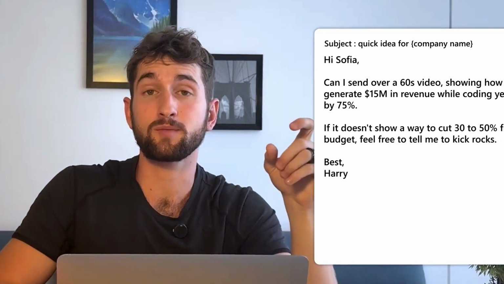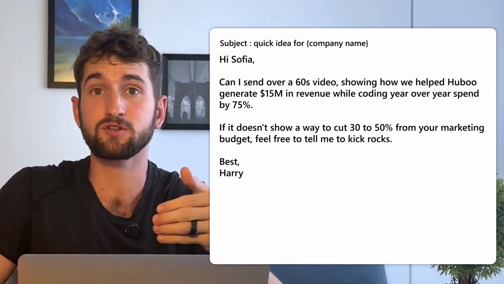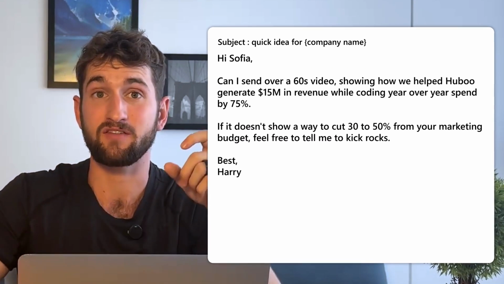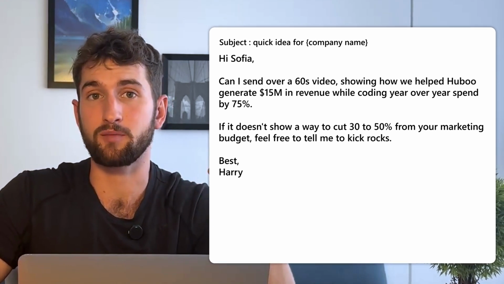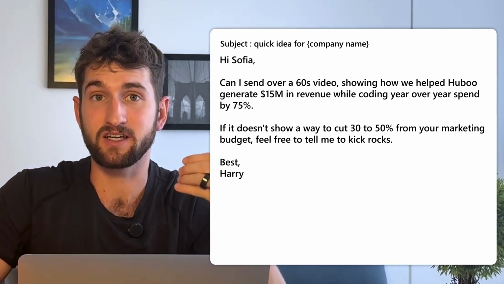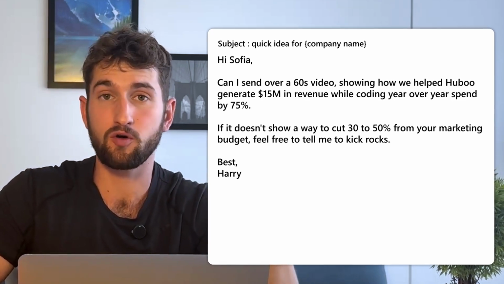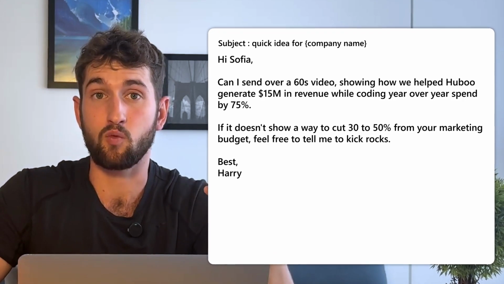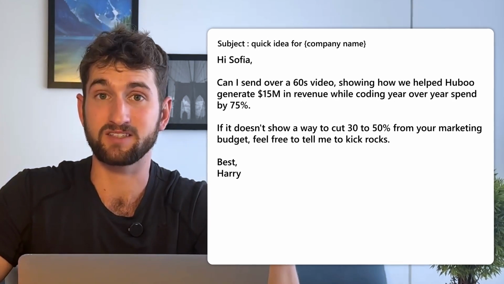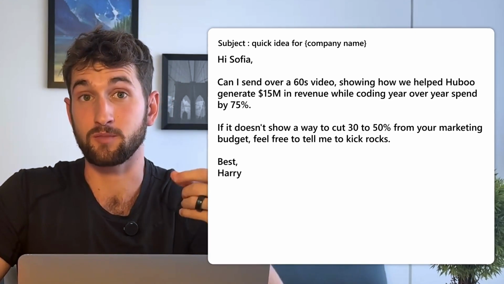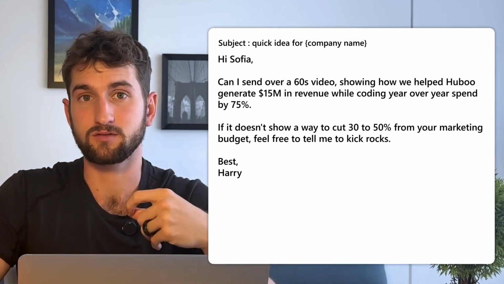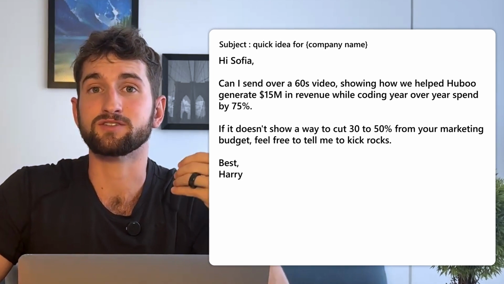So here's our cold email rewrite. We're using the same value proposition, but we're positioning it differently and have a totally different structure. Your subject line is "quick idea for" and then their company name. "Hi Sophia, can I send over a 60-second video showing how we helped Hubo generate $15 million in revenue while cutting year-over-year spend by 75%? If it doesn't show a way to cut 30 to 50% from your marketing budget, feel free to tell me to kick rocks."